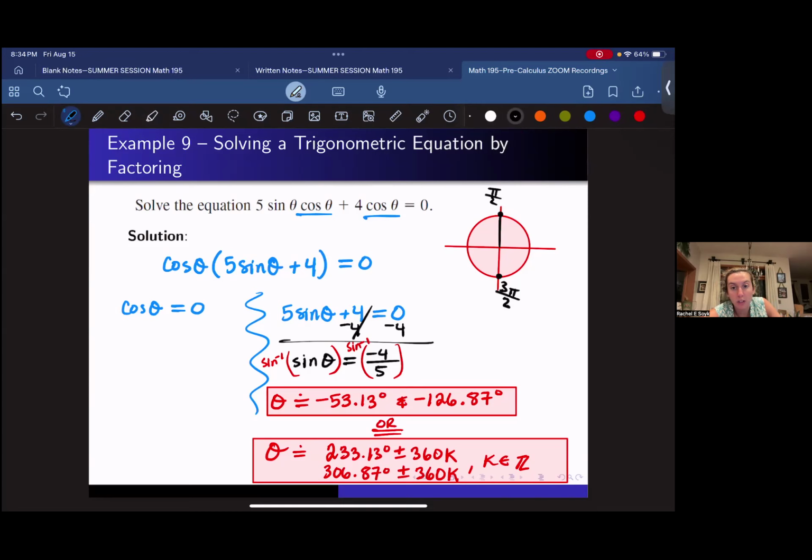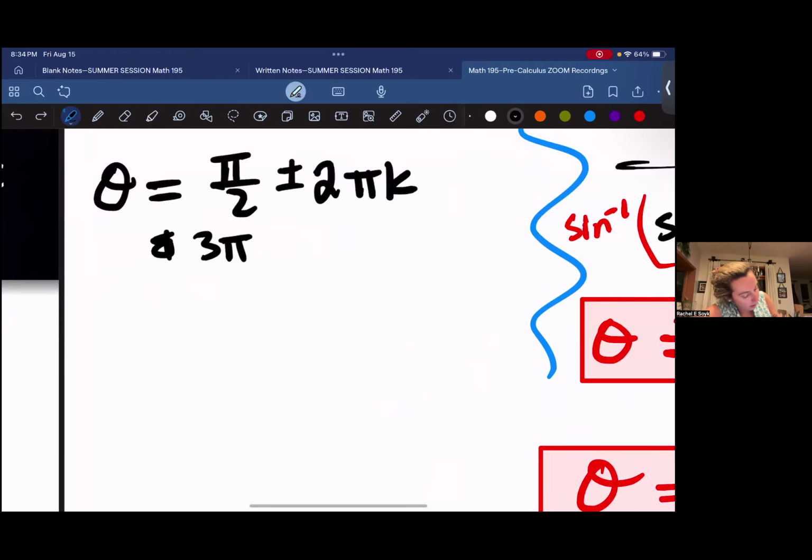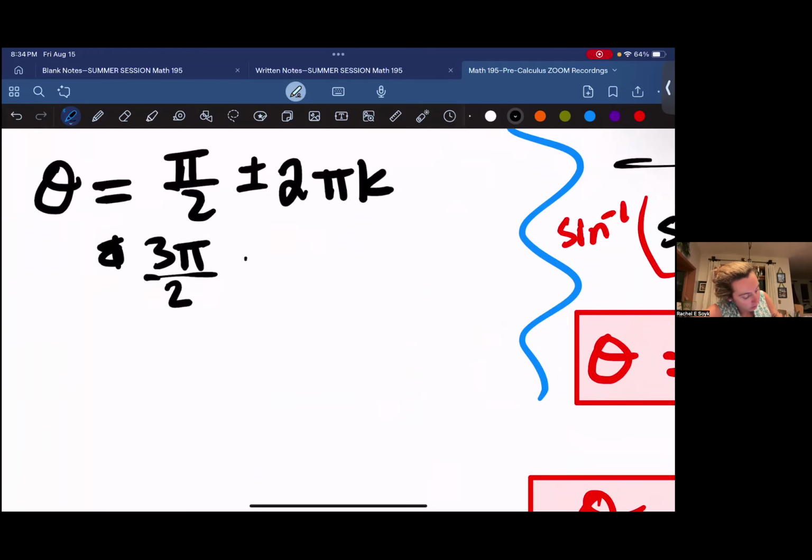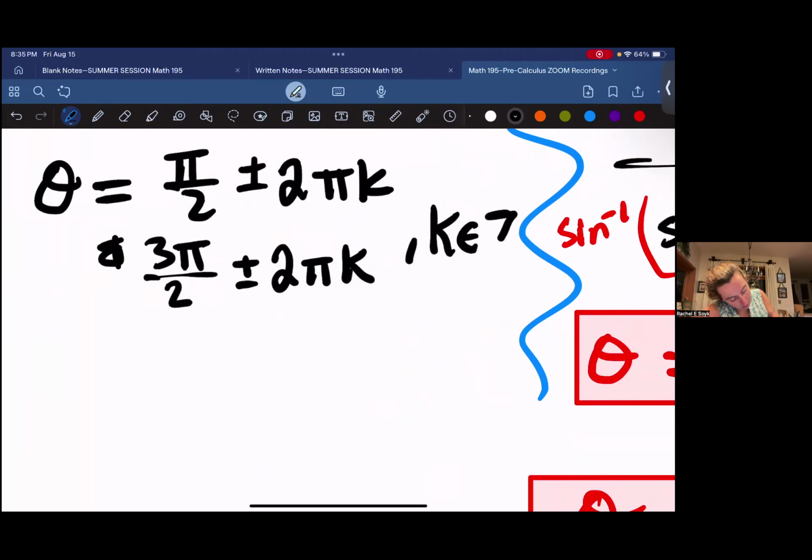And we just want the general form of that. So we just have pi over 2 plus or minus 2 pi k and 3 pi over 2 plus or minus 2 pi k, where k is an element of our integers. And that's it. That completes this example.